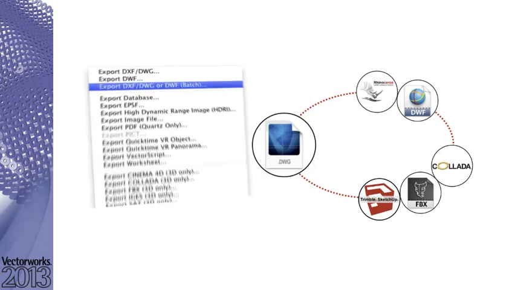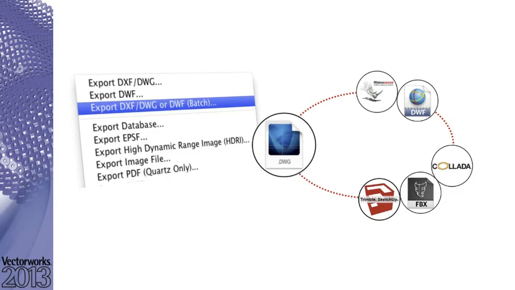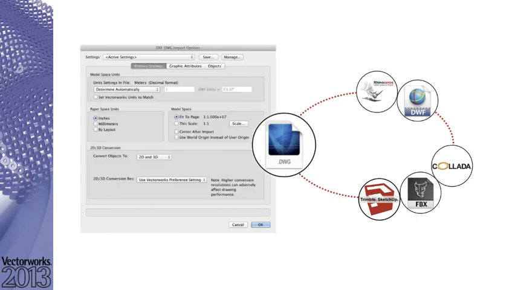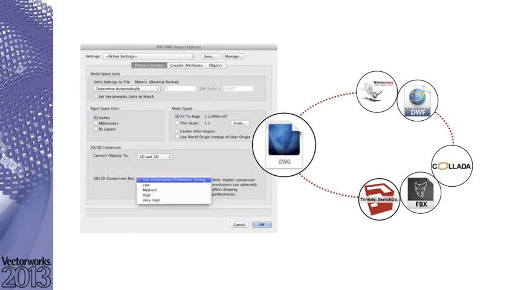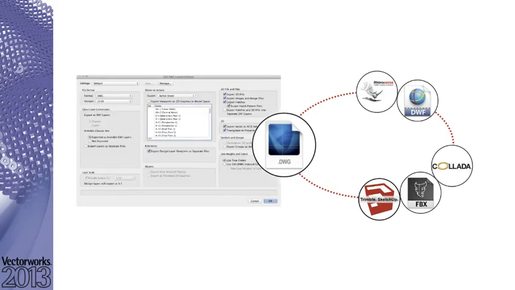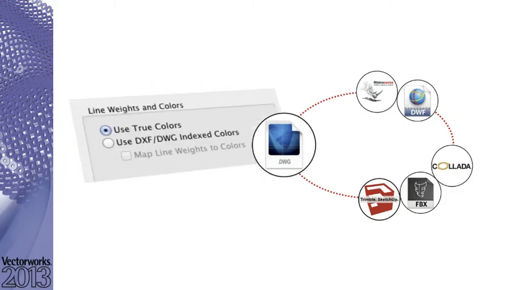A new command lets you do a batch export for DWG DXF from multiple files at the same time. A new option allows you to make 2D and 3D conversion resolution adjustments during DWG DXF imports. A new option lets you choose true RGB or index colors on DWG DXF exports.